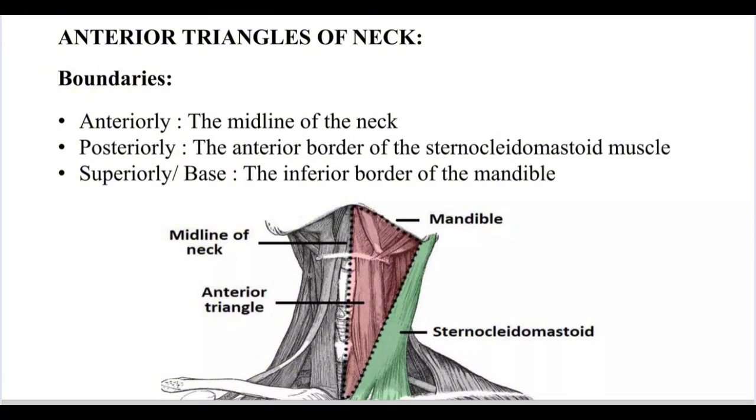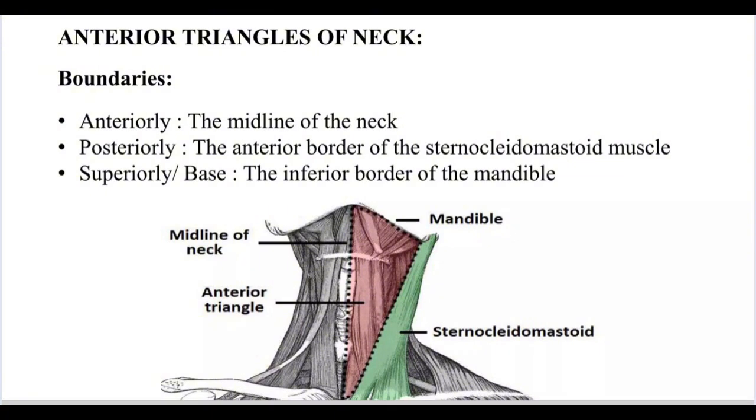Posteriorly you have the anterior border of the sternocleidomastoid, bordering it posteriorly. On the base you have the lower border of the body of the mandible, and the line extending from the angle of the mandible to the mastoid process. So from the body of the mandible, you go to the angle, are you getting that, down to the mastoid process. That's what you can see as the base.